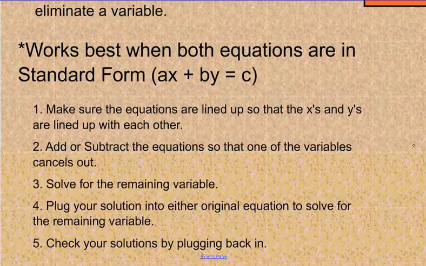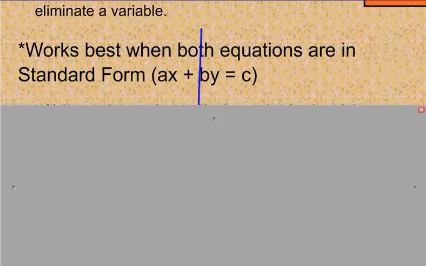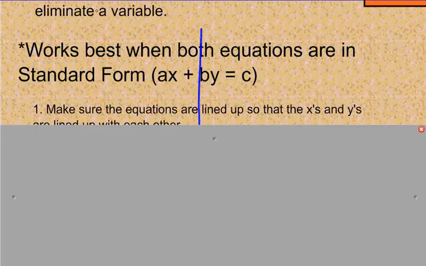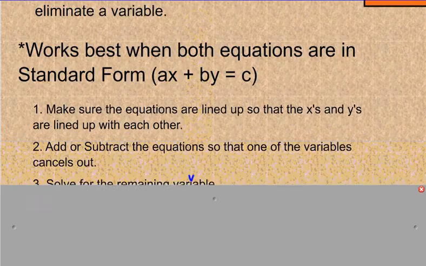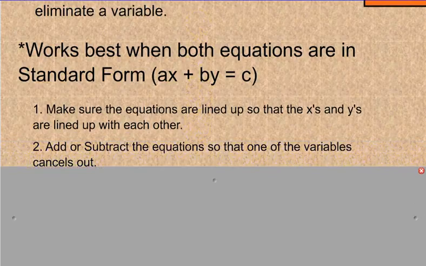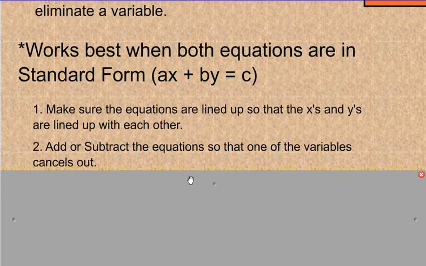The first step would be to make sure the equations are lined up so that the x's and y's are lined up with each other, meaning x is on top of x's, y is on top of y's. Then we're going to either add or subtract the equations so that one of the variables cancels out. Depends what we have to do. If the signs are the same, then we have to subtract them. If they're opposite signs, then we add them together because then they'll cancel each other out.